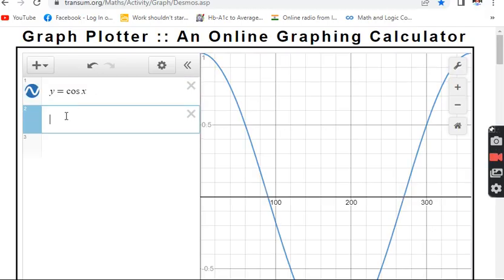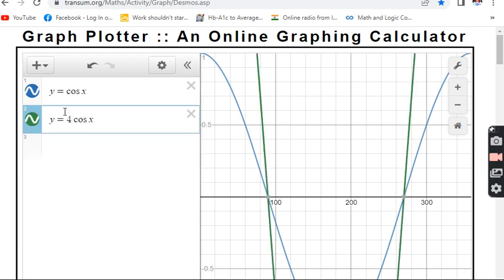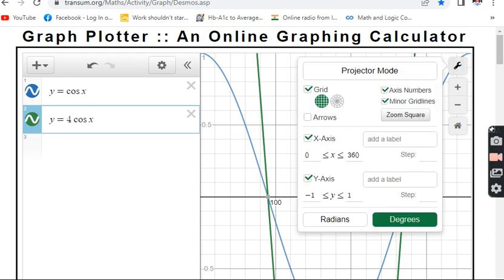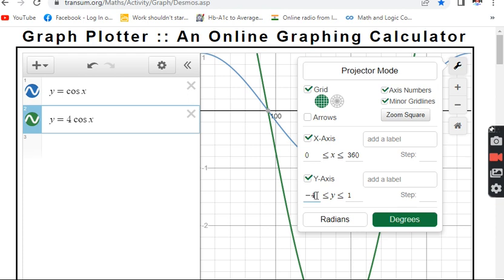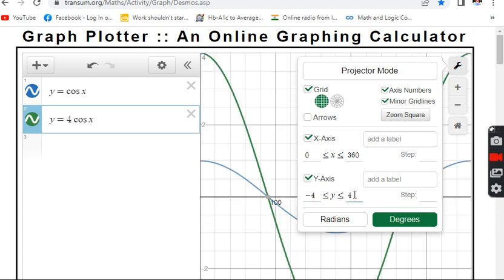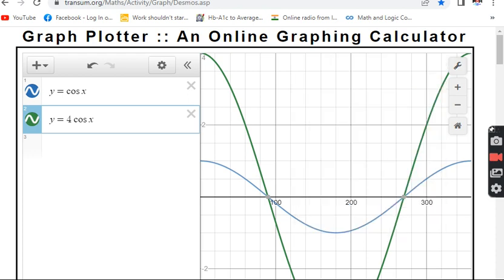Now I am going to draw y is equals to 4 cos x. This is the second graph, and the amplitude was minus 4 to plus 4. So this is our graph, just like this.